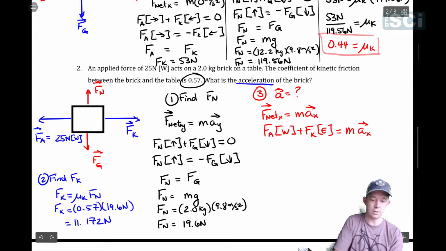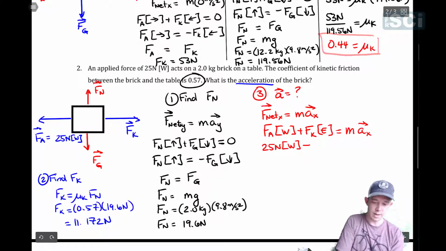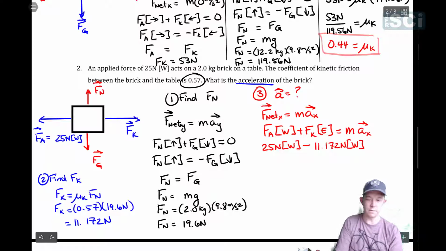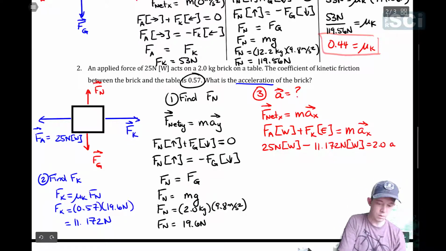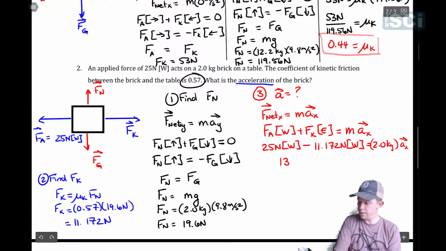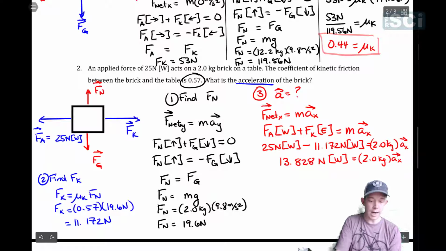Let's go back to find my acceleration. So my applied force was 25 newtons and it was west. I'm going to subtract the 11.172 newtons west, because I've flipped the east with west, which is equal to 2.0 kilograms multiplied by my acceleration in the x direction. So if we do the difference between these two, I get 13.828 newtons west is equal to 2 kilograms multiplied by my acceleration in the x direction. Dividing both sides by 2 kilograms, we get an answer of 6.9 meters per second squared west as my acceleration on the box, or the brick, I guess, in this case.